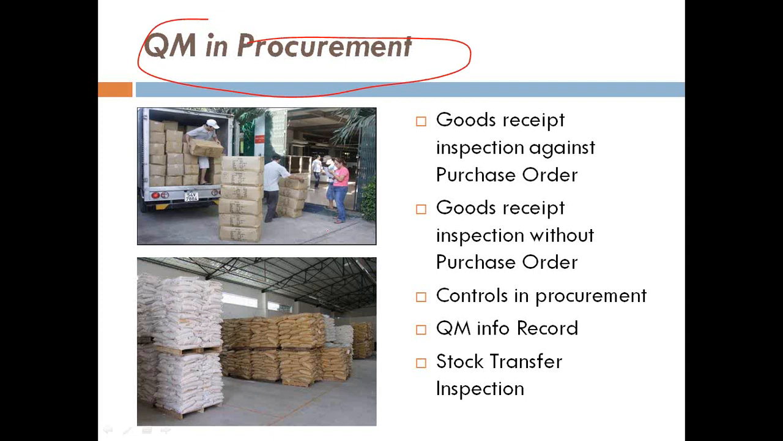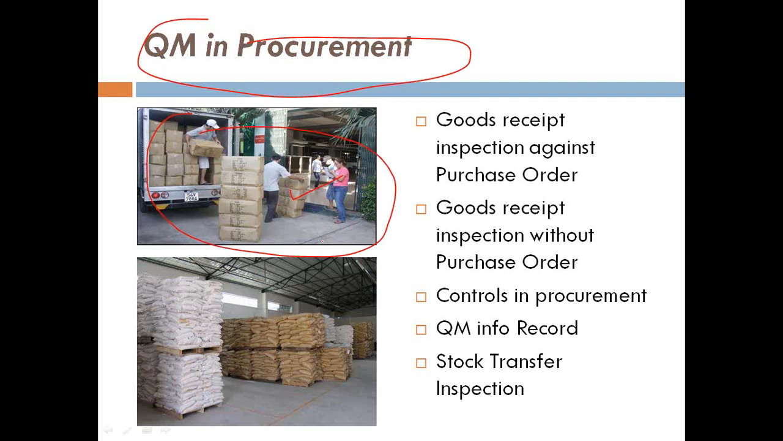See, in the production, you use some raw materials. If the raw materials are not of good quality, what will happen? Your produced material quality also will be bad, right? Will not be good. So what you do for that, you will inspect the incoming materials. So that is incoming material inspection.